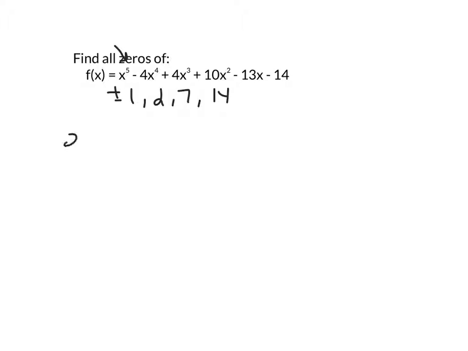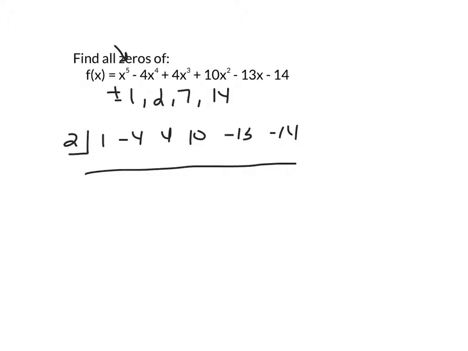I'm going to try 2 because 2 is usually a good thing to pick, and 2 works a lot, it seems. The reason I will know is if I get a 0 in my remainder. So bring the 1 down. 1 times 2, that's 2. That's -4. That's 0, 10, 20. So look at this, 2 worked.